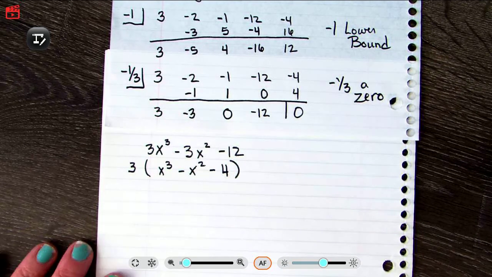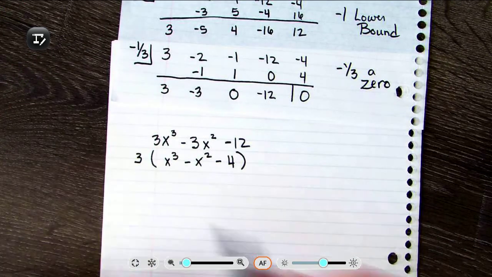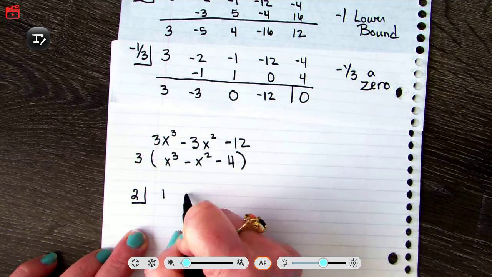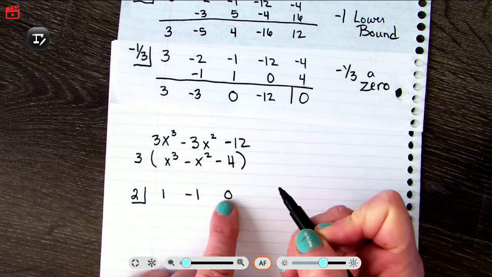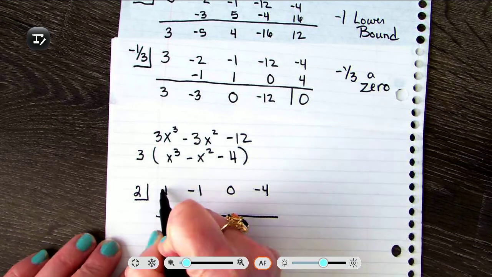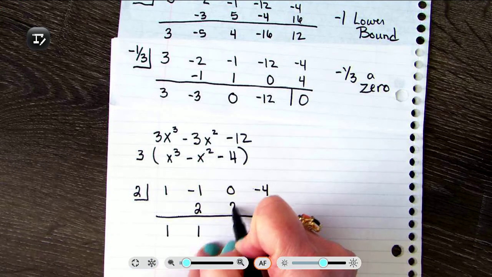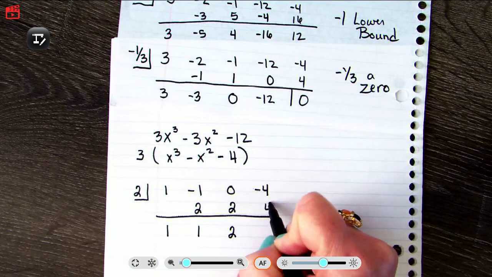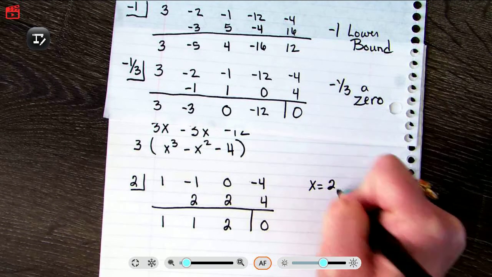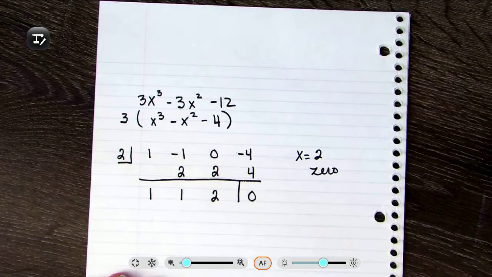And we already tried +1 early in the beginning. So I'm going to try +2. And I'm just going to go into this piece, but I'm going to go into 1, -1, 0. Don't forget the x piece. And the -4. So bring this down, multiply, and we add, multiply, and we add, multiply, and we add. So this now tells me that x equaling 2 is a zero. So now I have 2 of my 4 zeros.